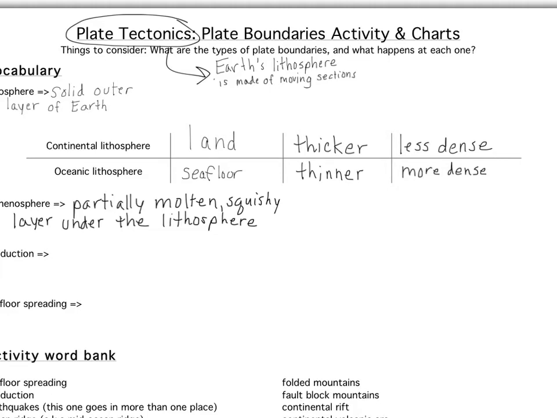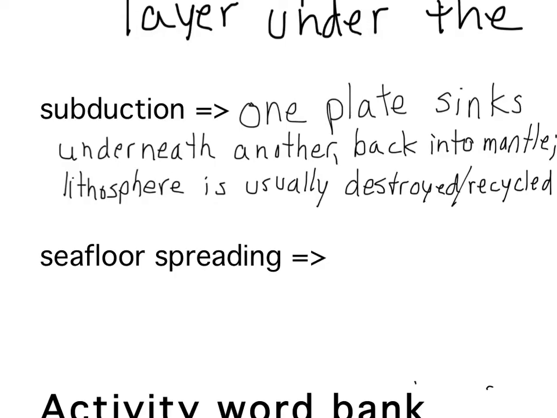Okay, so the asthenosphere is that partially molten, squishy layer under the lithosphere, and as you pointed out, Zach, that's what lets the lithosphere move around. Those tectonic plates can shift around because they're on top of that squishy layer. So subduction happens when one plate sinks underneath another. It's headed back towards the mantle. If it makes it all the way through to the mantle, then by that time the lithosphere is usually destroyed. Like it gets completely melted back down and recycled back into mantle material. The mantle is a solid that moves plastically, but it mixes into the mantle material, and so it's recycled.